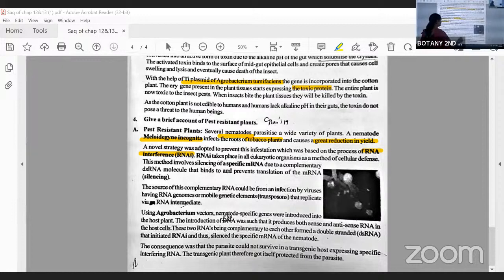So this RNA interference can occur in the eukaryotic organisms only. It involves the silencing of the specific mRNA. Okay, so it silences, that means it makes the mRNA not go through the translation process. Silencing means it suppresses, it makes it inactive for a period of time. That is called silencing.